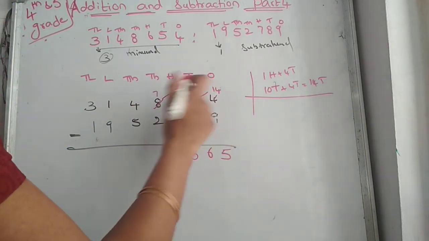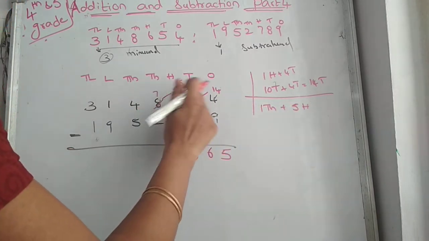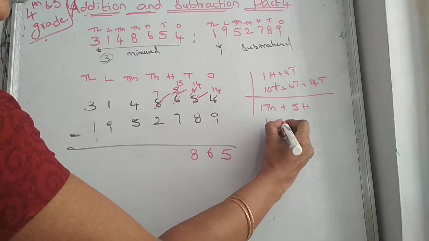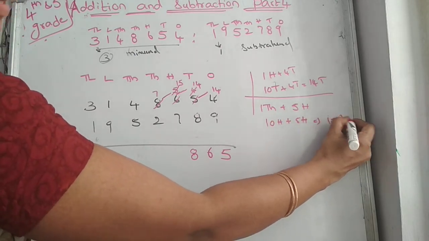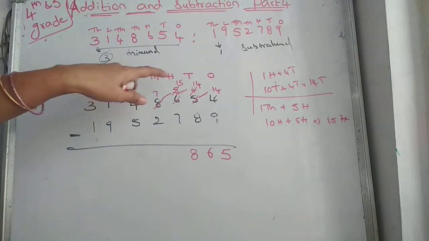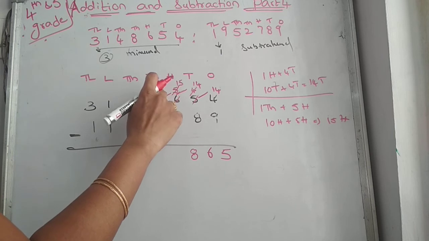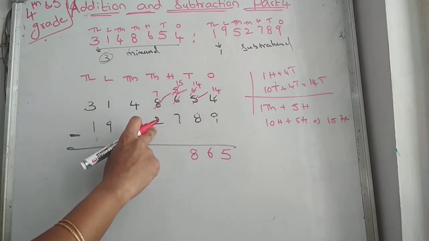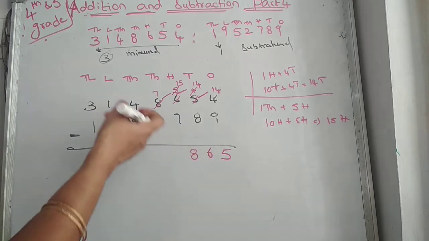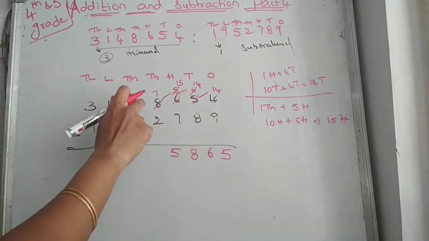Okay, 1000 plus 500. So with 1 borrowing, 1000 means 10 hundreds plus 5 hundreds, which means 15 hundreds. 15 hundreds minus 7 means 8. Here the number will be 7. 7 minus 2: 7 is a big number compared to 2, so you can do the subtraction directly. 7 minus 2, what will we get? 5.